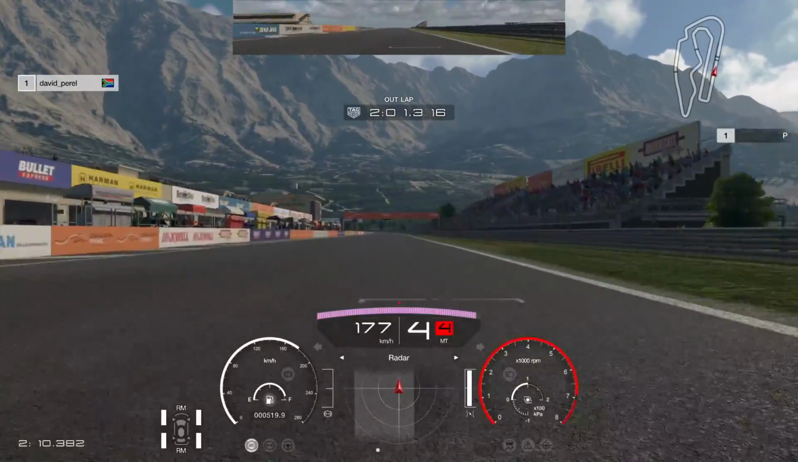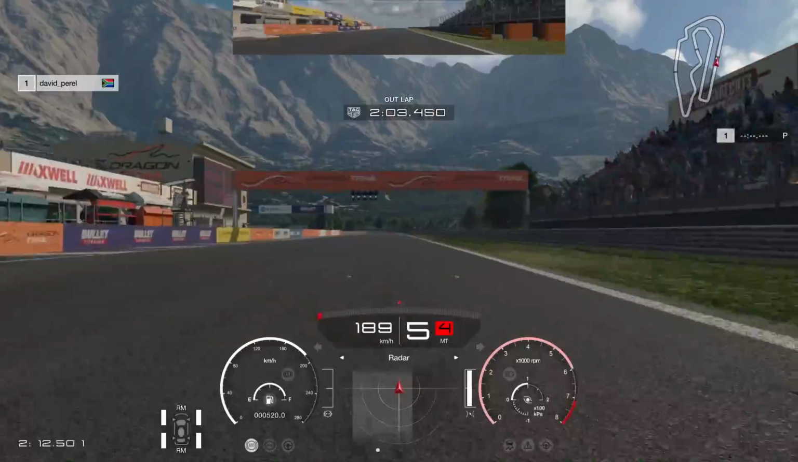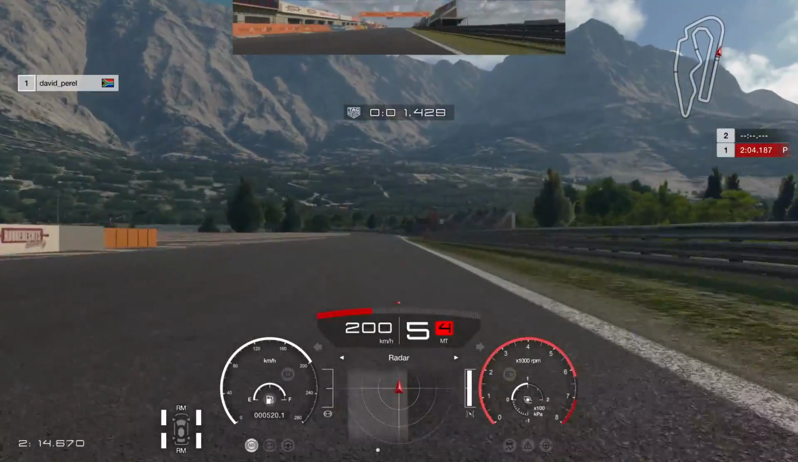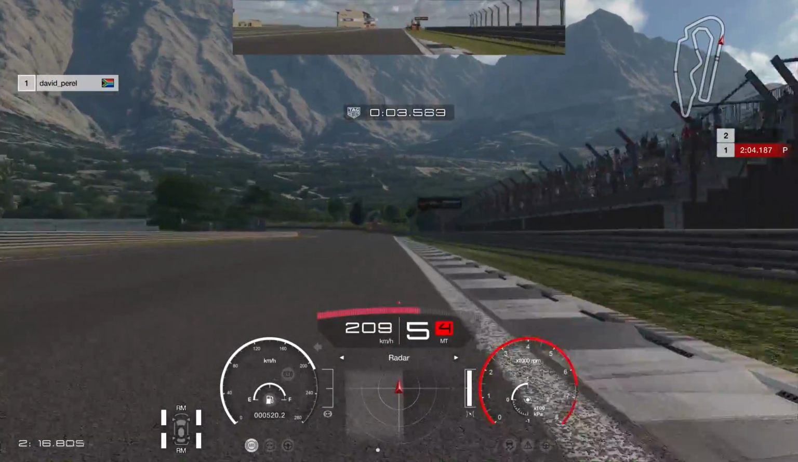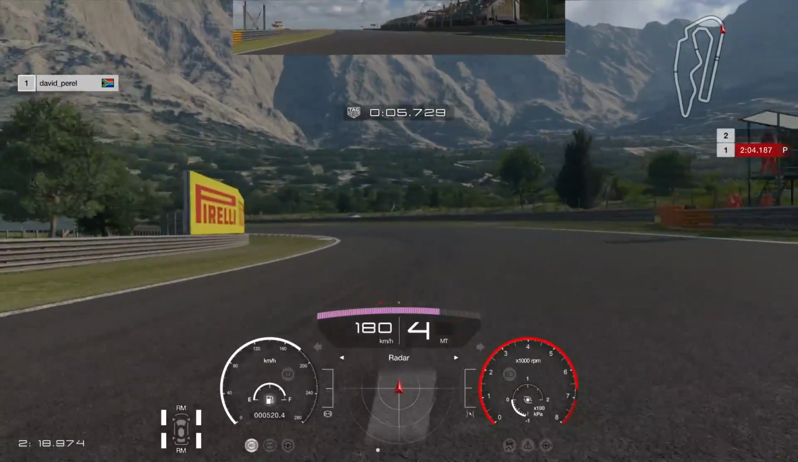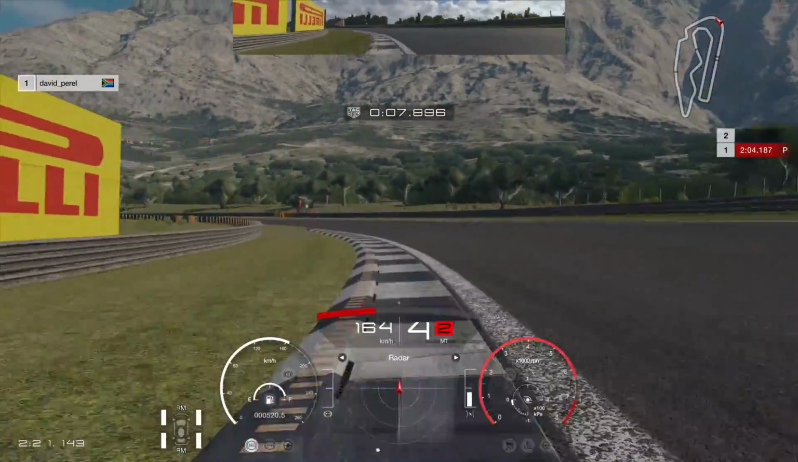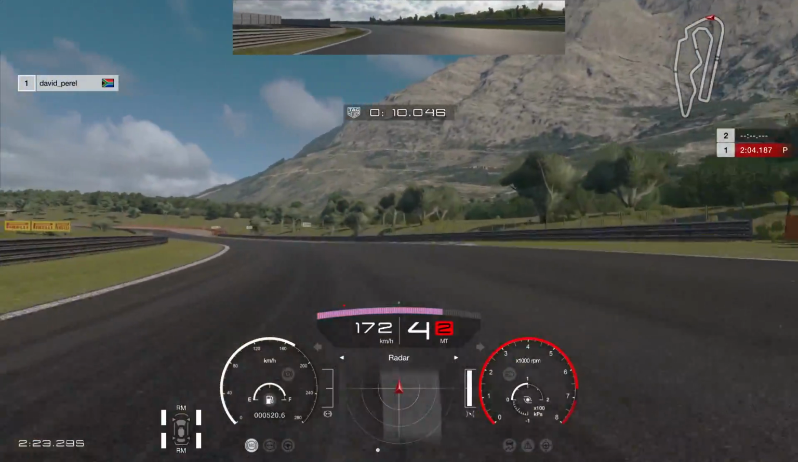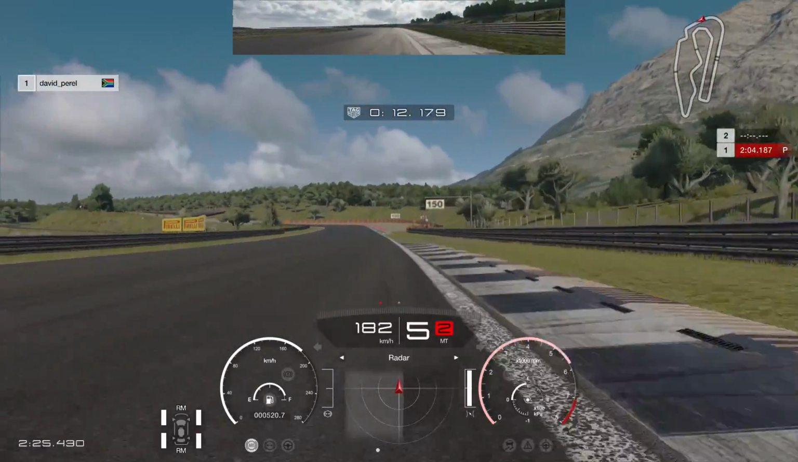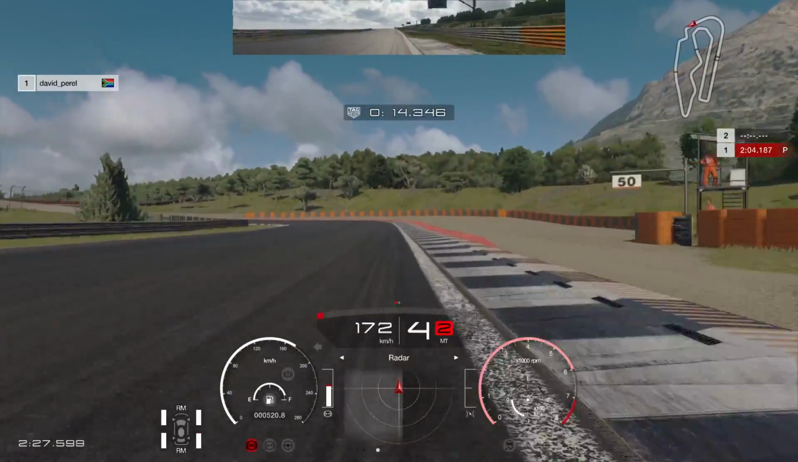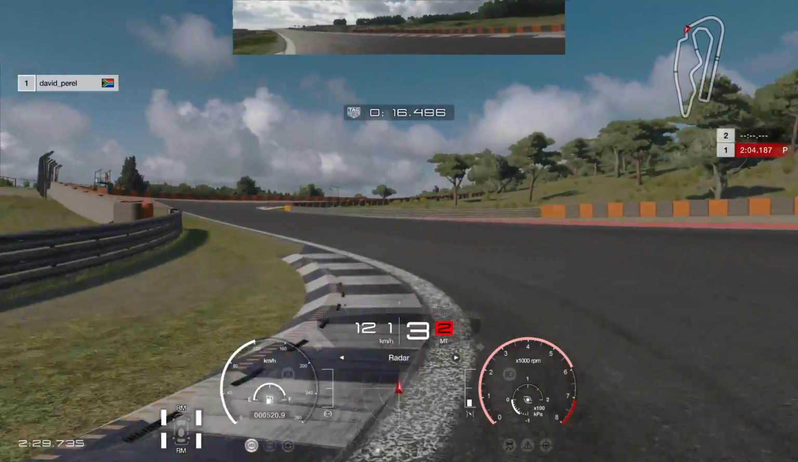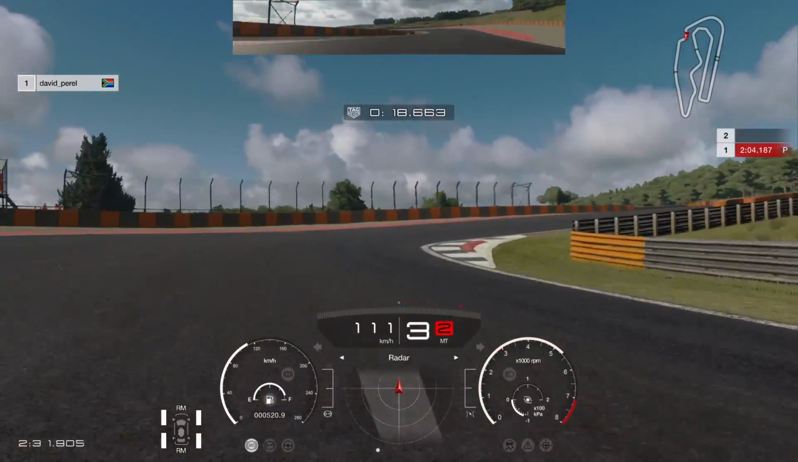So the first and most important one, the foundation of all fundamentals, is where you are looking. I always try to encourage people to look as far ahead as possible, to the corner that you're heading into. You want to spot your braking point as early as possible, your apex as early as possible, and your exit.